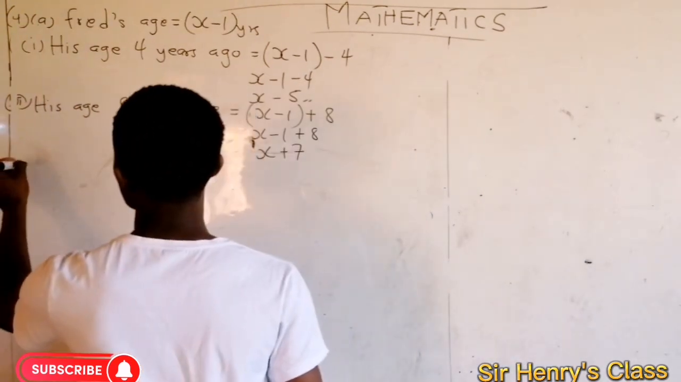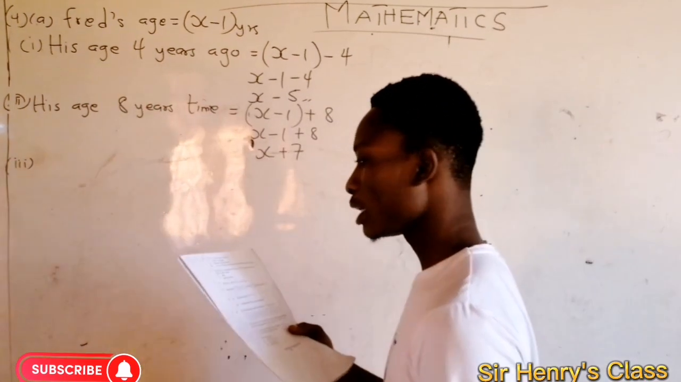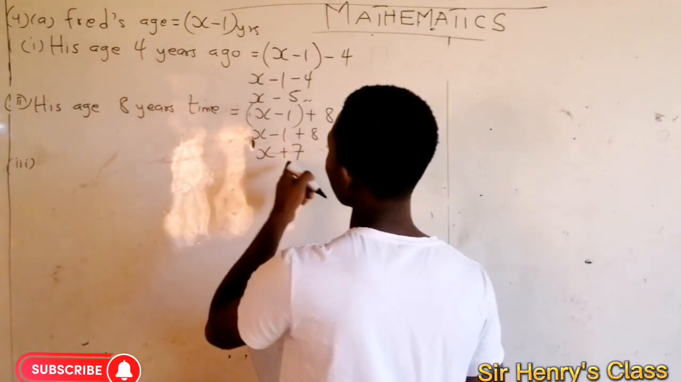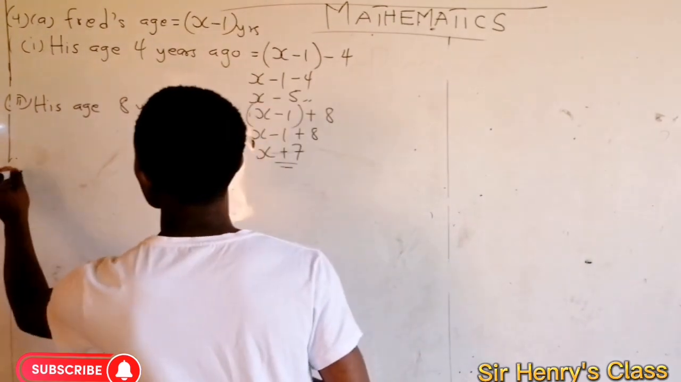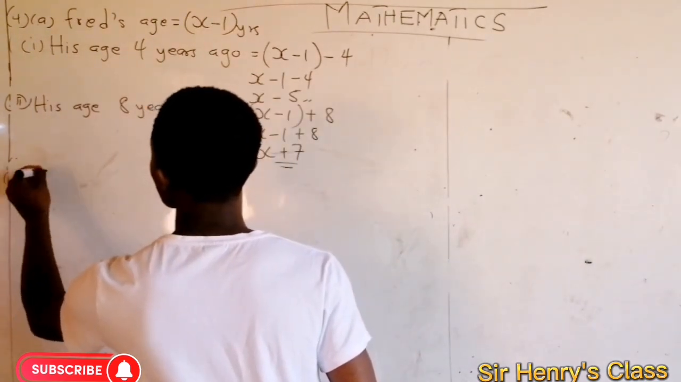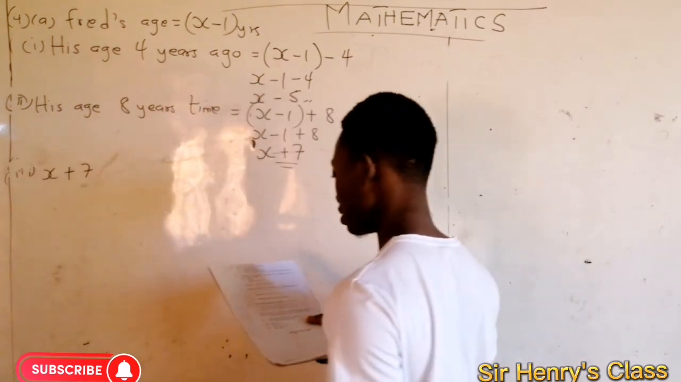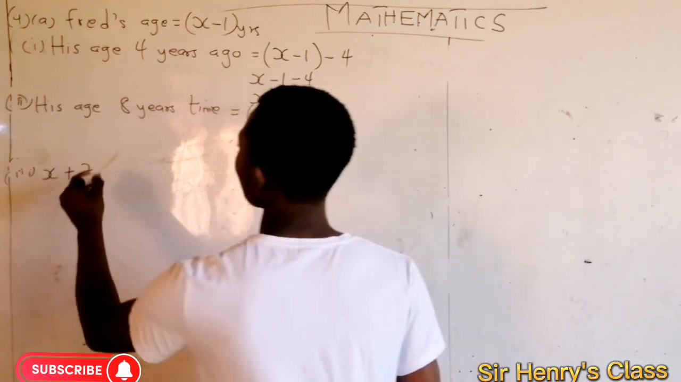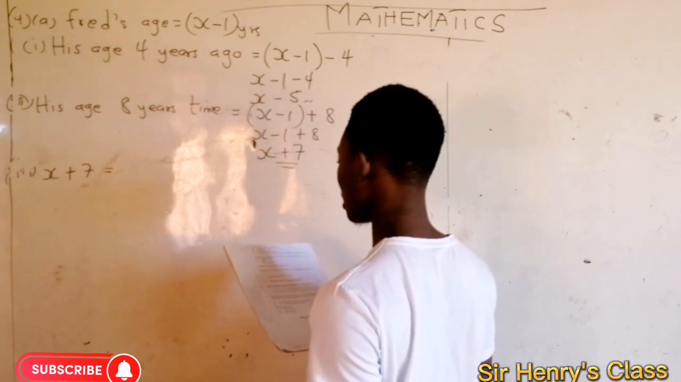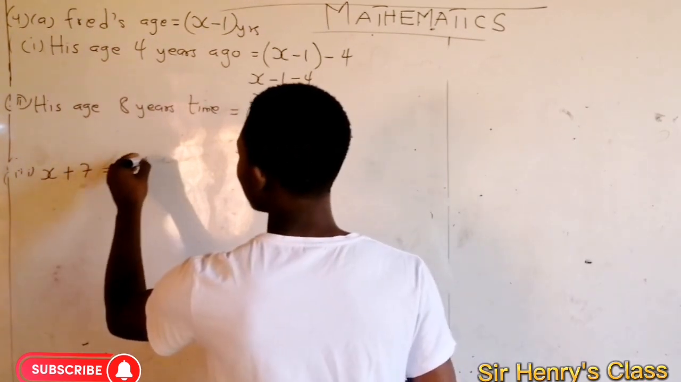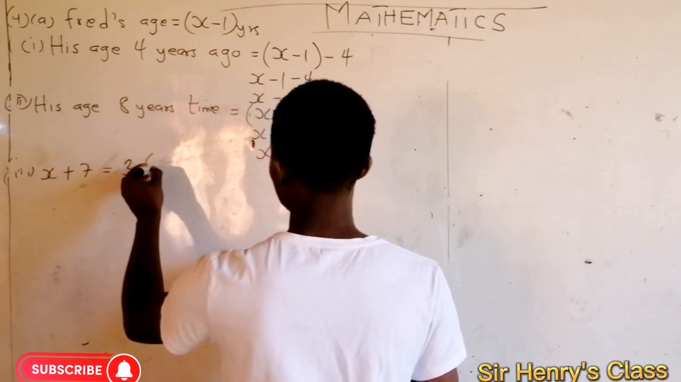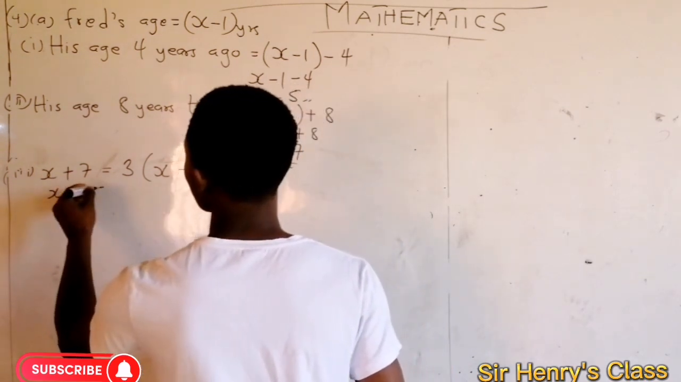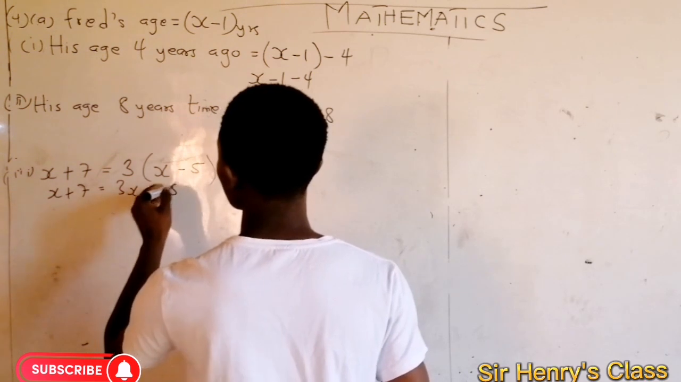Now I'm going to find his age. How old is he now? His age in 8 years' time, that is x plus 7. This is a linear equation word problem, meaning equal to, it will be 3 times his age 4 years ago, 3 multiplied by his age 4 years ago, that is x minus 5. We expand to remove brackets. So 3 times x is 3x, 3 times 5 is 15.